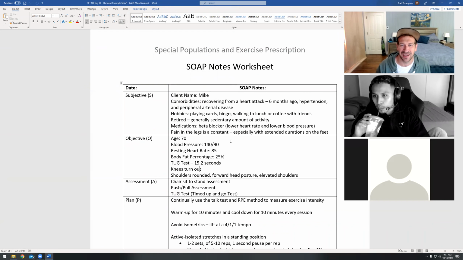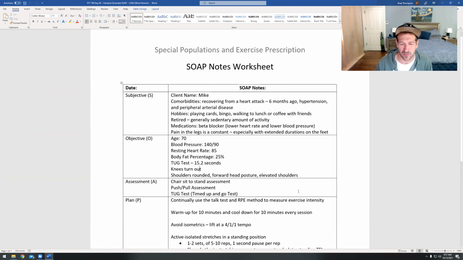He is not the fastest guy in the world, but that is something that we can look for improvements on. We saw his knees turn out, actually. We saw knees caving out, which is pretty rare. We don't see that quite as often. We did see shoulder rounding, forward head posture, and elevated shoulder. So a lot of upper body dysfunction.